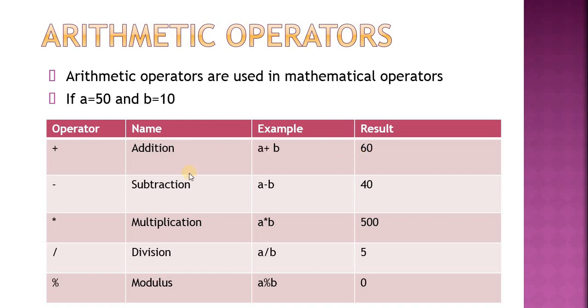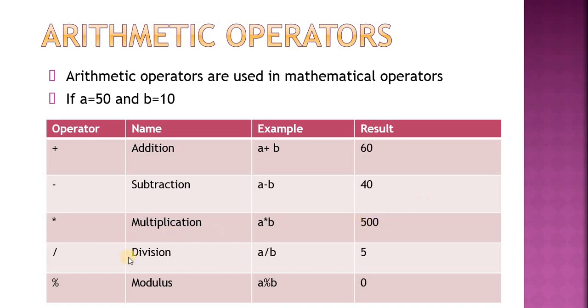The second operator is subtraction. The operator is a minus symbol. Example, A minus B, that is 50 minus 10, will give the result as 40. The third one is multiplication. The operator is an asterisk symbol. For example, A multiplied by B, that is 50 multiplied by 10, will give the result as 500.